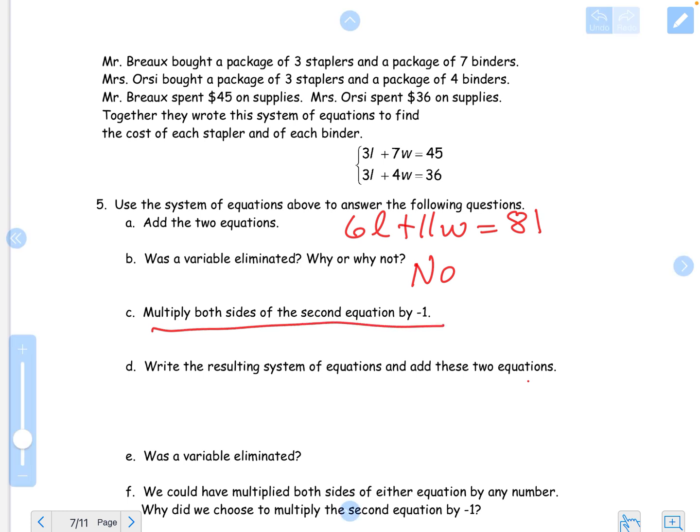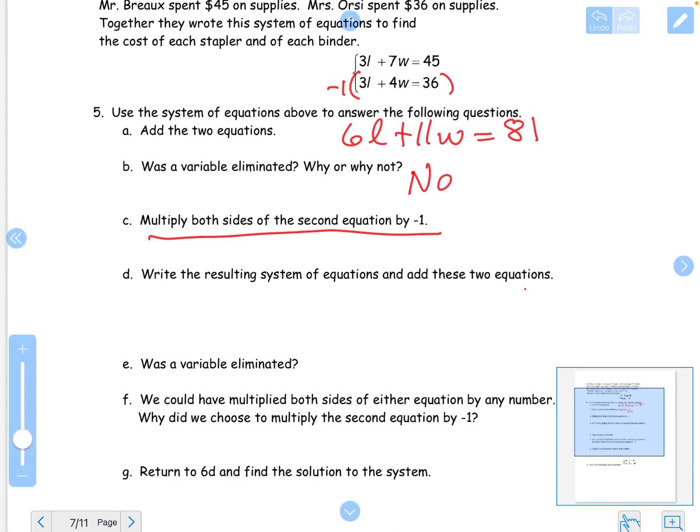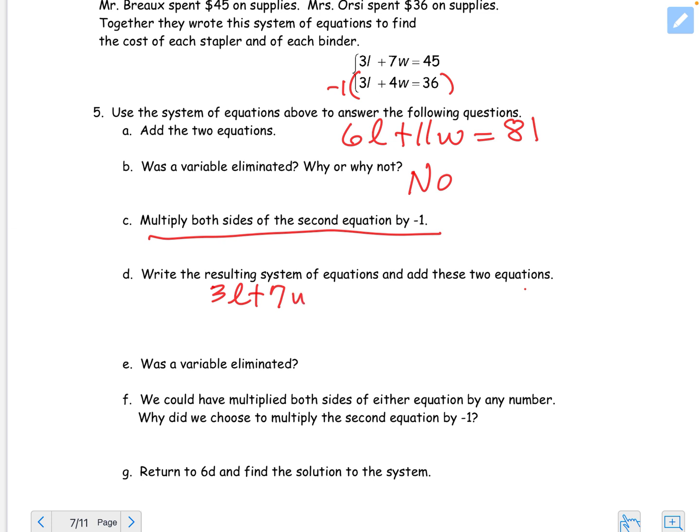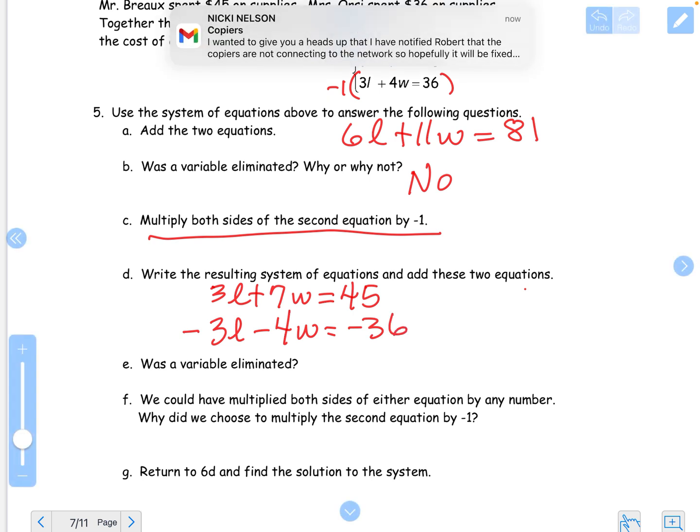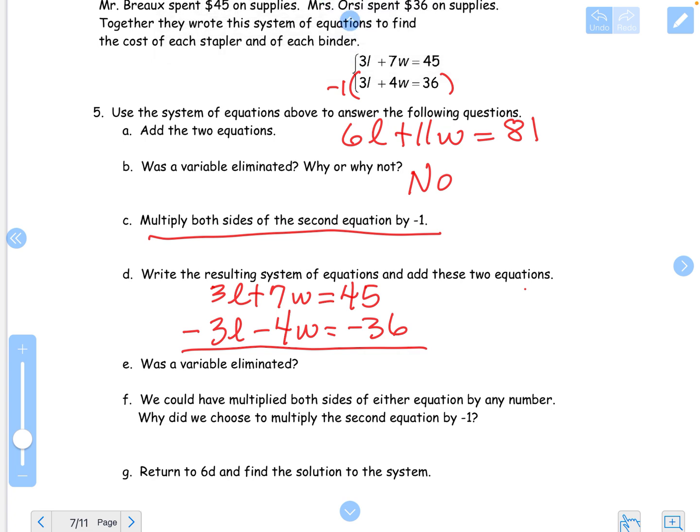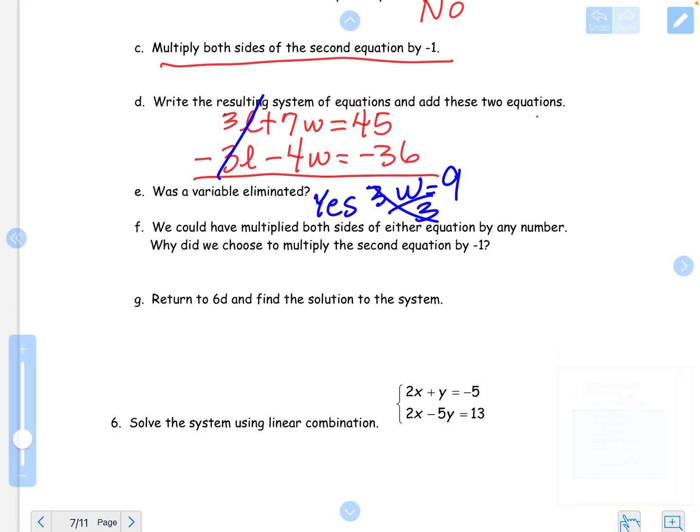But what if you pick one, the second equation, and multiply the whole thing by -1? The first equation stays the same. The second equation, everything changes sign. So in this case, they all become negative because they were all positive. So now if I add them, is the variable eliminated? Yes. I get 3w equals 9. Then I divide by 3. W equals 3.